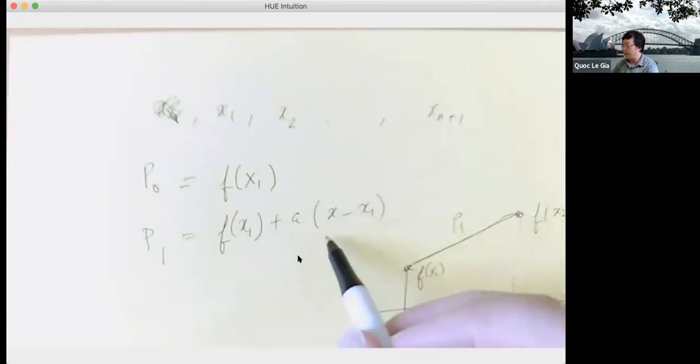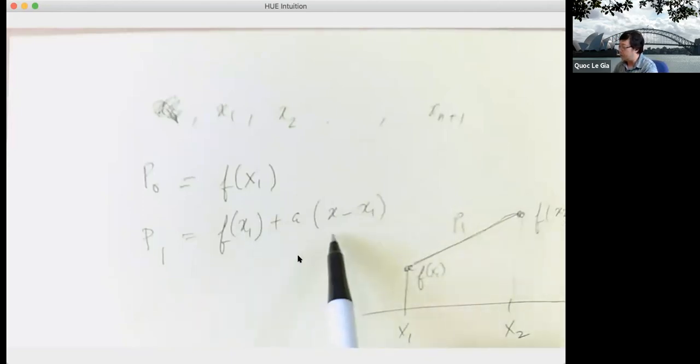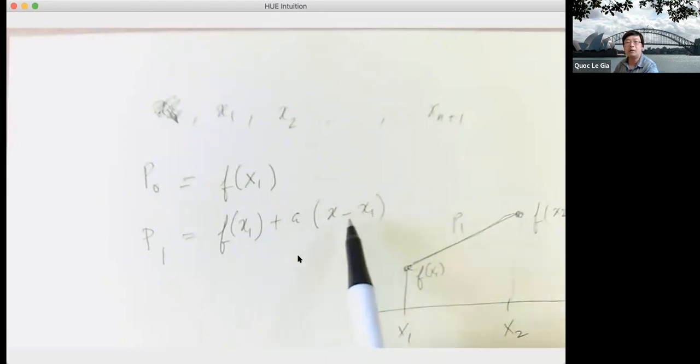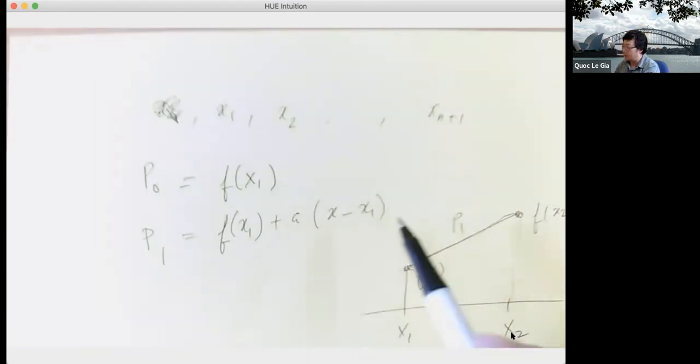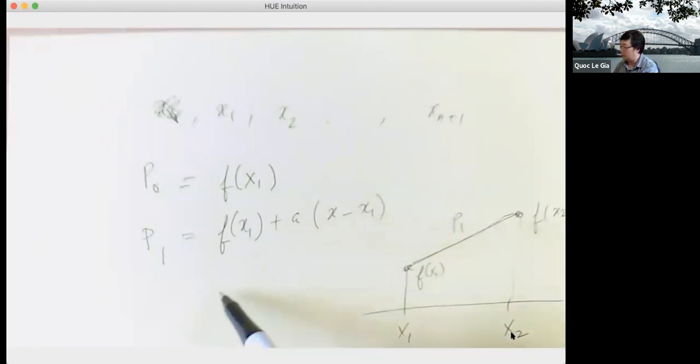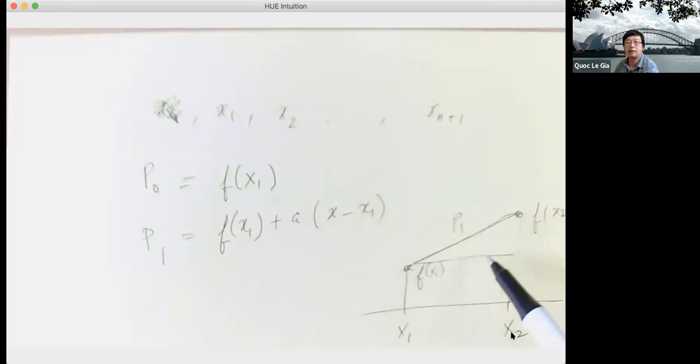Because you see, you want to go through x1, f(x1). So when x equals x1, then this one disappears. It equals 0. This is linear, so it's a line, the equation of a line. So what you wrote down is just a constant. Yes, a is a gradient. A is a slope. So how do you find the slope? The slope is just the difference in y divided by the difference in x.